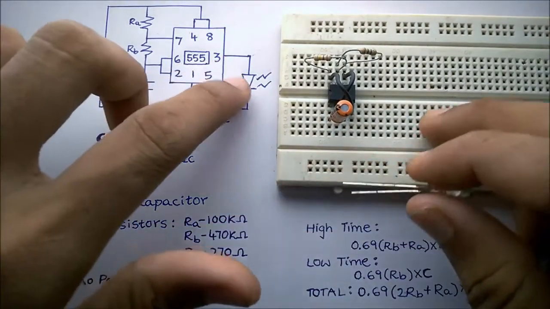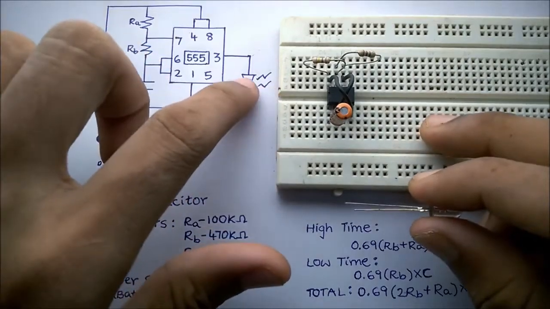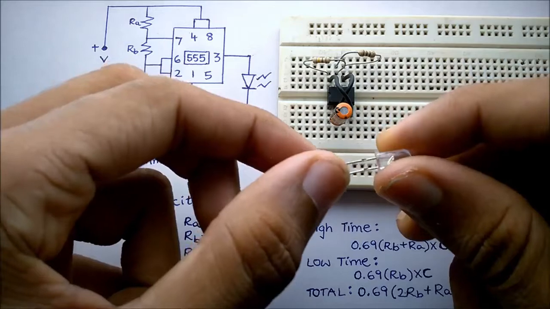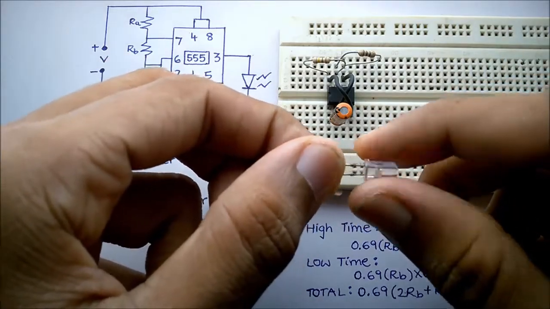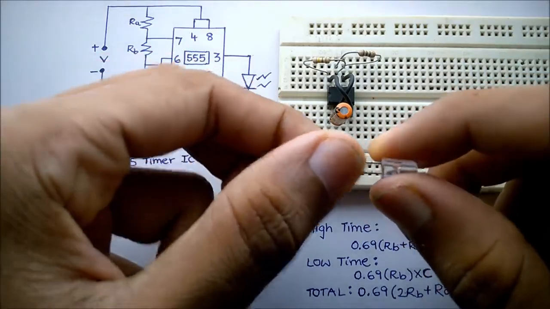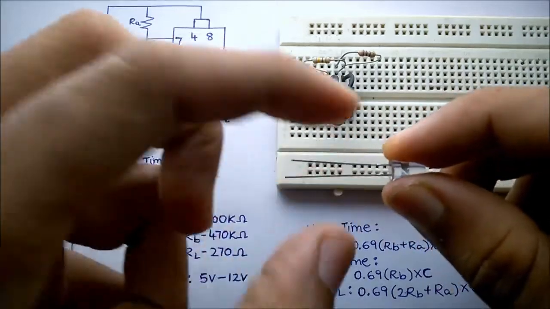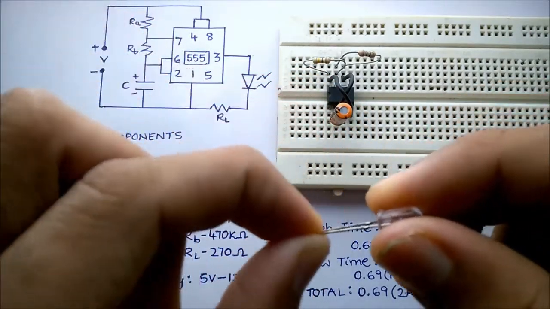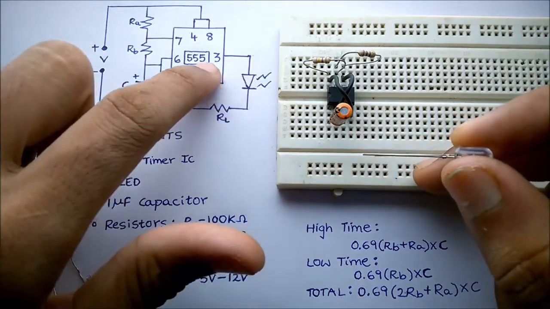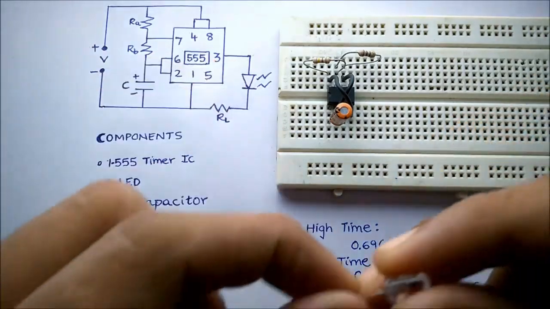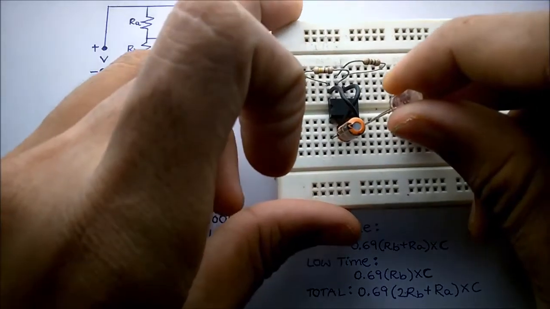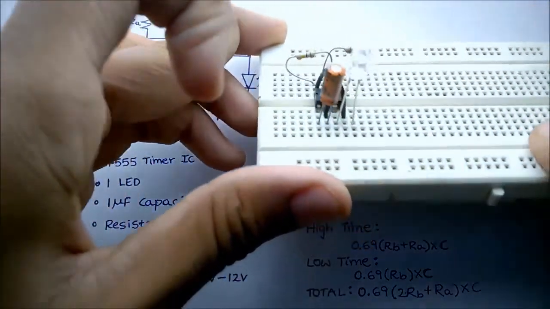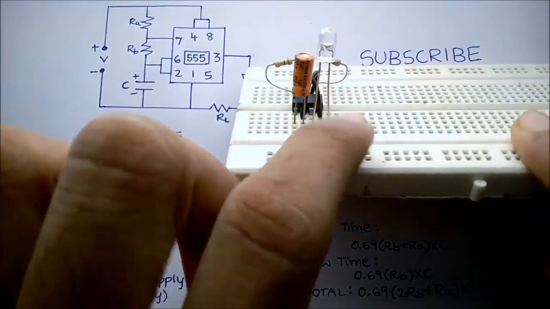Now we have to connect the LED. The positive of the LED is connected to pin number 3. Find out the negative terminal of the LED by finding the flat surface. The flat surface is on this side, so this will be the negative terminal and this will be the positive terminal. The positive terminal of the LED has to be connected to pin number 3 of the IC.